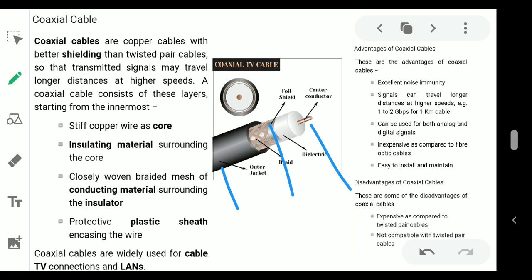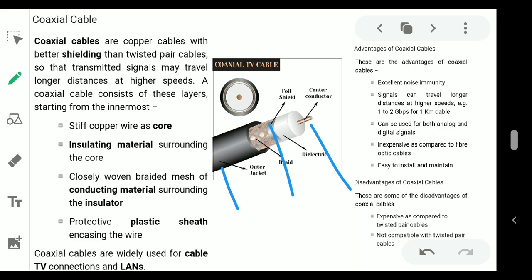So what are the advantages of it? Excellent noise immunity is there. The signal can travel through a longer distance at a high speed, 1 to 20 Gbps over a 1 kilometer cable. It can be used both for analog and digital signals. It is inexpensive as compared to optic cables.